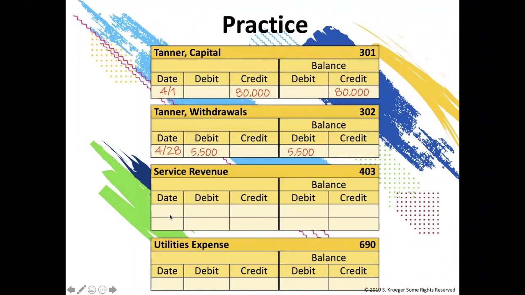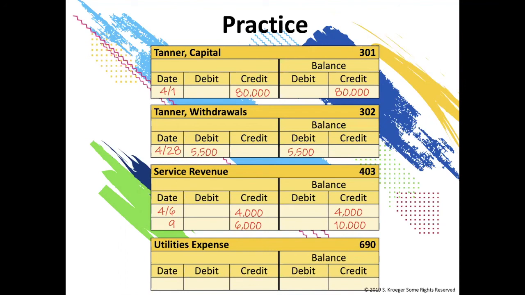The first entry was on the 6th. It was a credit of $4,000. Therefore, my balance is now $4,000. The next entry happened on the 9th. It was a credit of $6,000. We have a credit of 4 and now another credit of 6. They're on the same side. One credit plus another credit makes a bigger credit. My balance would be $10,000. Those are my sales for the month of April.